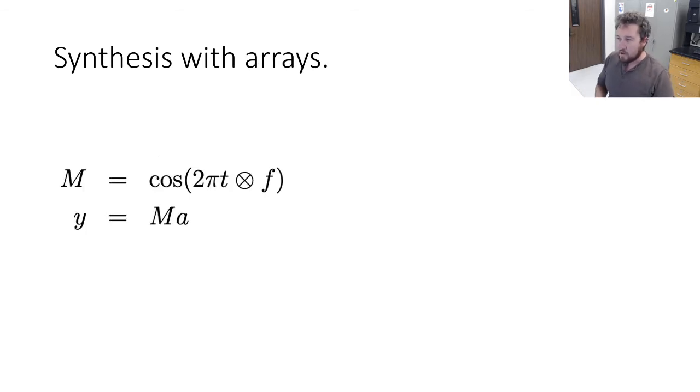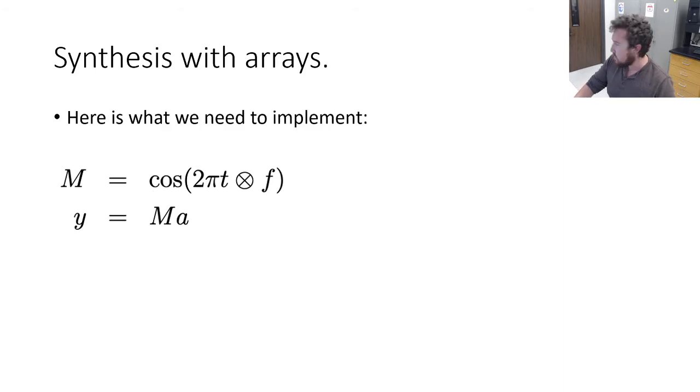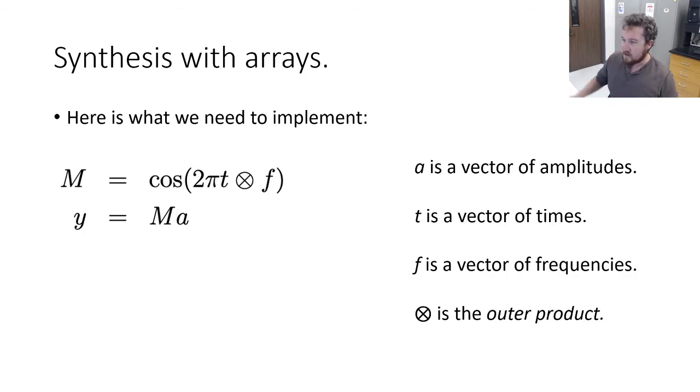So basically the functions that we're going to implement are these two. We're going to create a matrix M, and we'll unpack this real fast. Here's what we need to implement. I have it all way out of order. So we've got a matrix M and an output Y. That's a vector that's going to contain all of our Y's, and it's cosine of 2 pi times the outer product of F and T. A here is a vector that contains the amplitudes, the amps. T is a vector that contains the times, our T's. F is a vector of the frequencies, our freaks. And the sort of cross hairs here is the outer product.